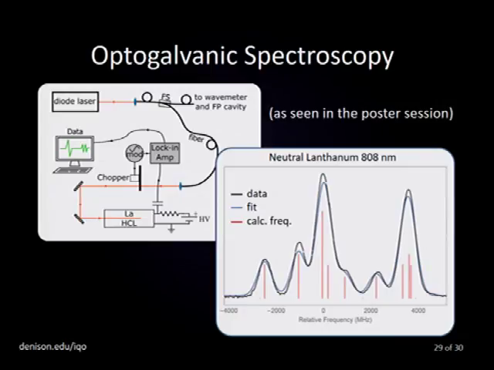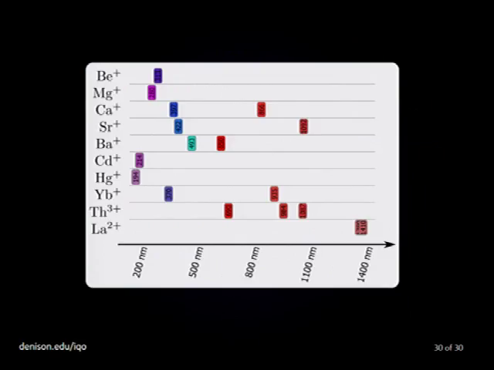This is a spectrum shown for neutral lanthanum here, but we can do the same kind of thing for ions in this lamp as well. And actually, just recently, as in last week, we saw the signal for doubly ionized lanthanum. So hopefully, in the very near future, we'll have both barium and lanthanum in traps and laser-cooled at Denison.